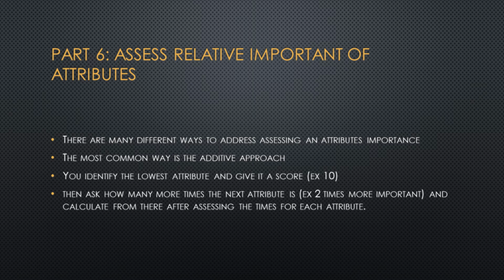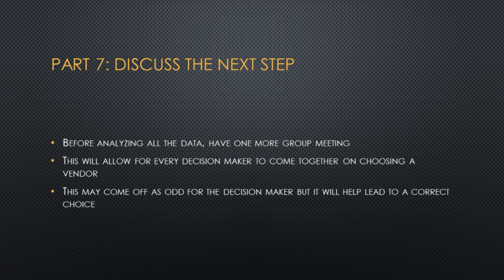But after that's done, and you've determined the weight of each process, before you start analyzing all the data, you need to have one more group meeting. This would allow every decision maker to come together and choose a vendor. This may come off as odd because you'll have to explain a lot of things to them, and they might not understand the process you as an analyst are about to go through. But it will help lead to a correct choice as you can get the feedback and possible consensus.